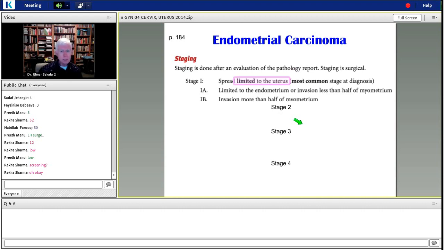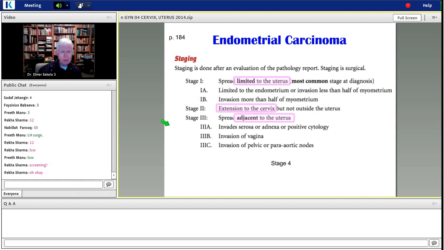Stage 1, stage 2, stage 3, stage 4. Stage 1 is limited to the uterus. It's the most common stage of diagnosis. Limited to endometrium, or less than half the myometrium is 1A. Invasion more than one half the myometrium is 1B. Then we have extension to the cervix, but not outside the uterus. Then we can have spread adjacent to the uterus, and then stage 4, which is the bladder or rectum or distant metastasis.